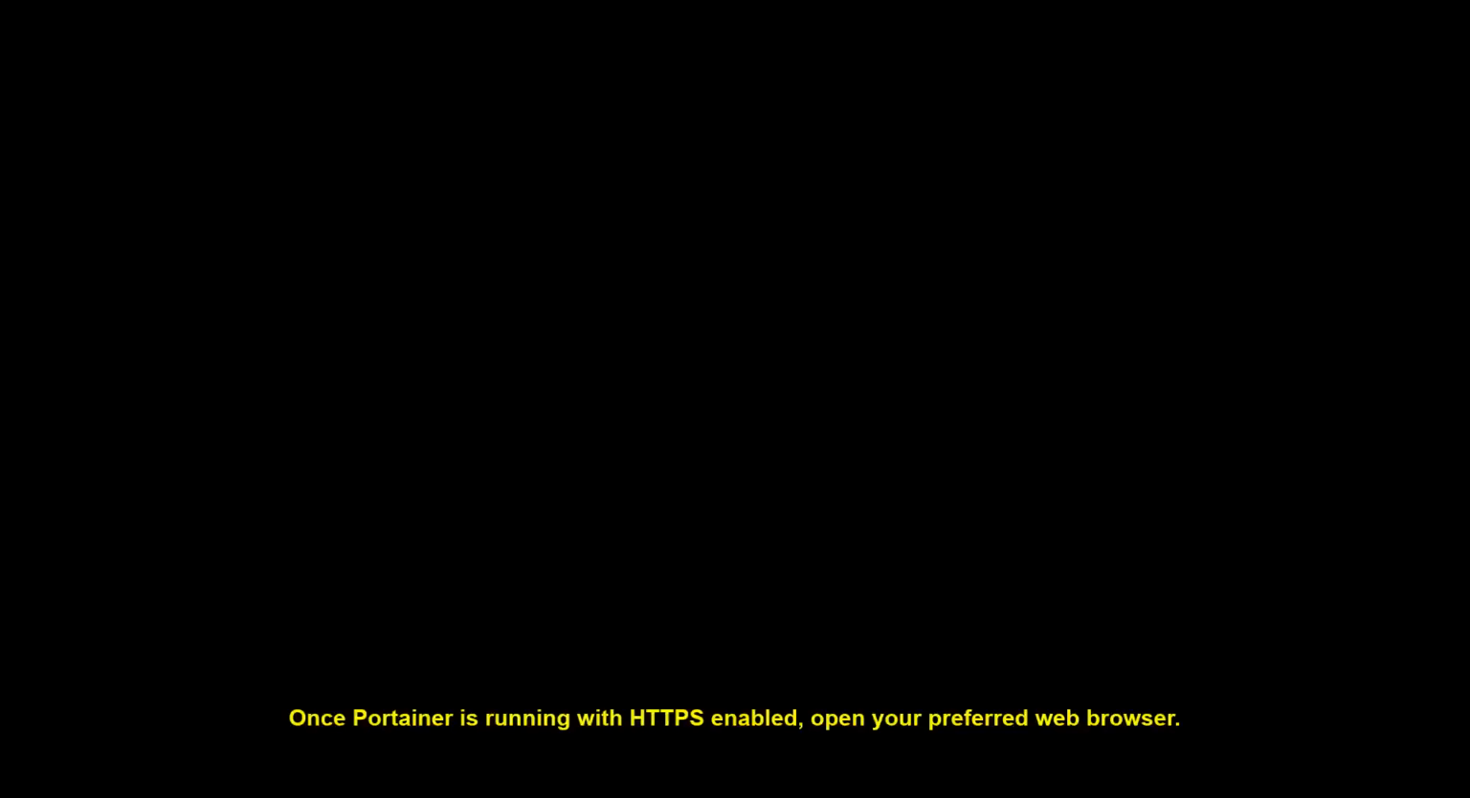Once Portainer is running with HTTPS enabled, open your preferred web browser. In the address bar, type in https://your-server-IP:9443. If you encounter a security warning about the site being unsafe, this is normal when using self-signed certificates. Proceed to access the site by selecting the option to continue anyway.